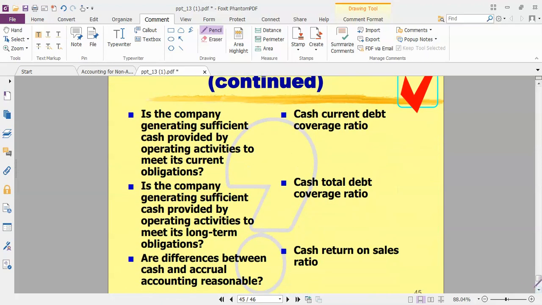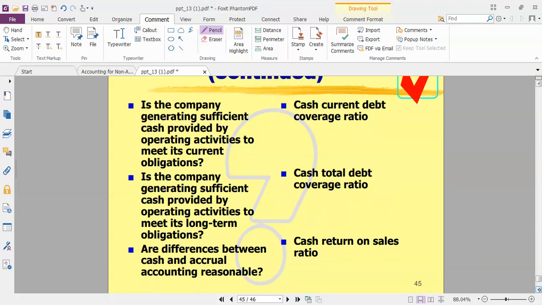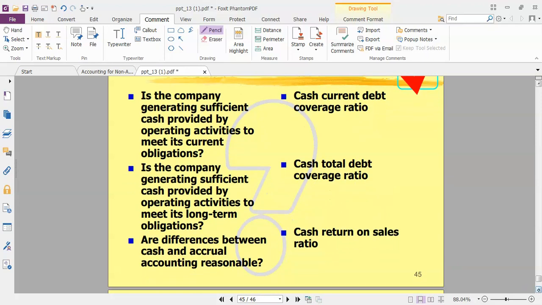And then we can look at, is the company generating sufficient cash provided by operating activities to meet its current obligations? Is the company generating sufficient cash provided by operating activities to meet its long-term obligations? Okay, these are all the same things that I've mentioned before, and the differences between cash and accrual accounting receivable.